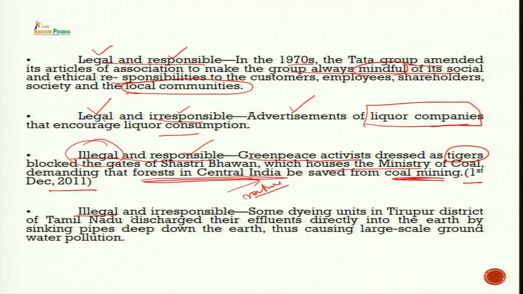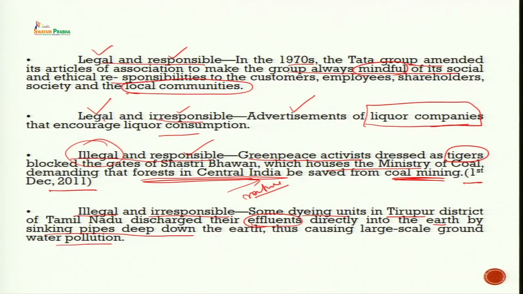And finally, illegal and irresponsible action. An example is some dyeing units in Tirupur district of Tamil Nadu discharged their effluents directly into the earth by sinking pipes deep down the earth, thus causing large scale groundwater pollution.